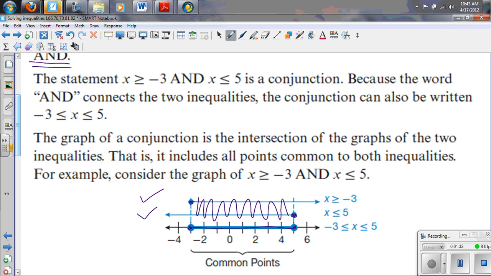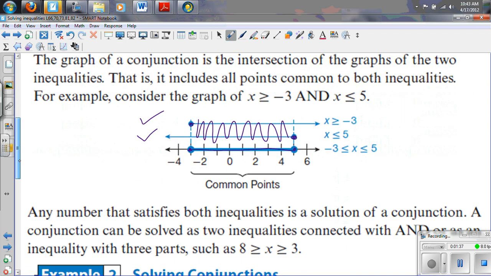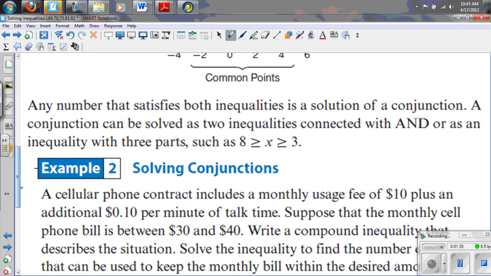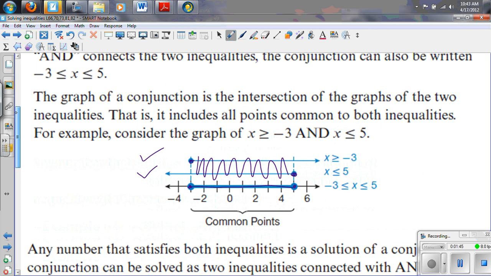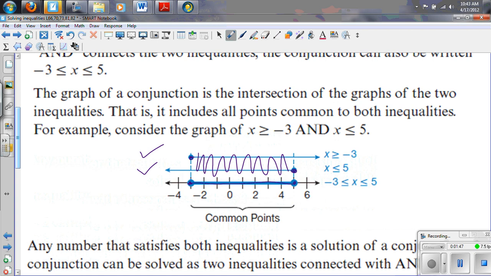So when we have an "and," we take the combination of where those two things are crossing. And so any number that satisfies both inequalities is a solution. And both inequalities being satisfied is only the set of solutions that are between the points -3 and +5.